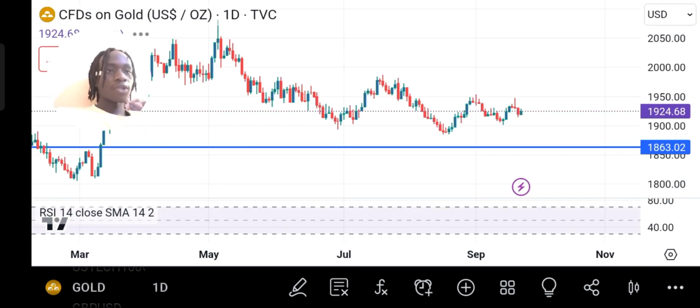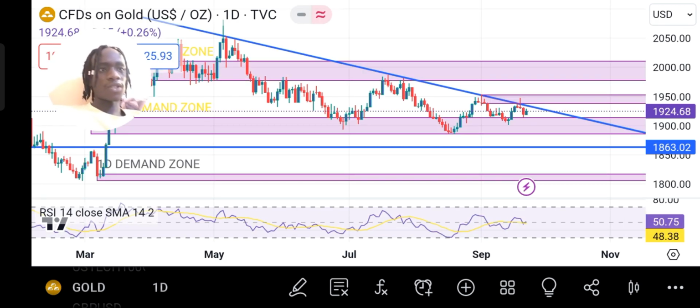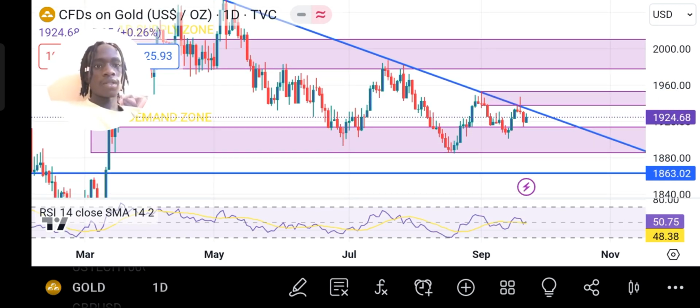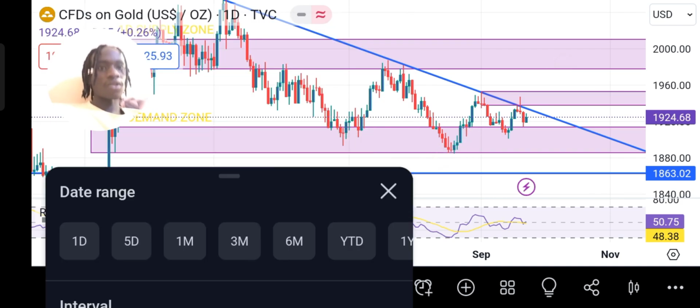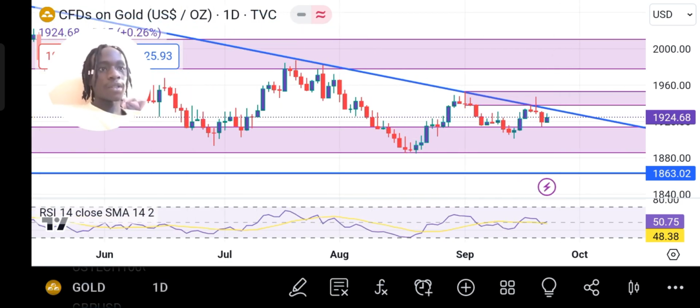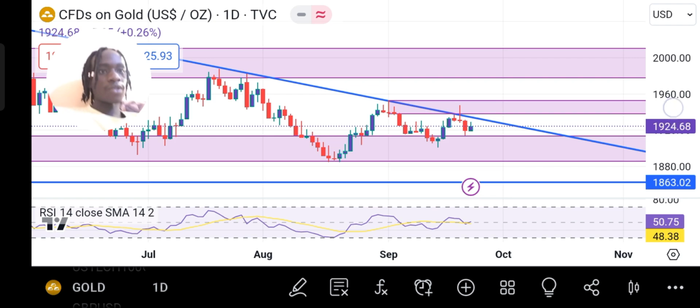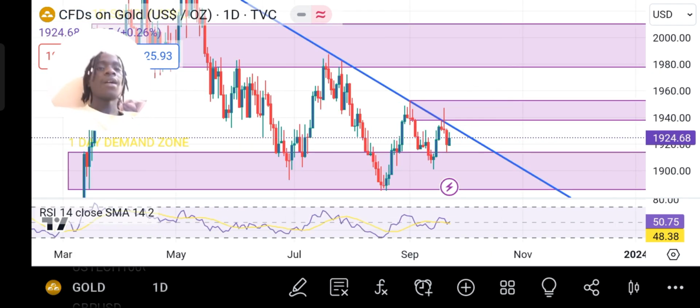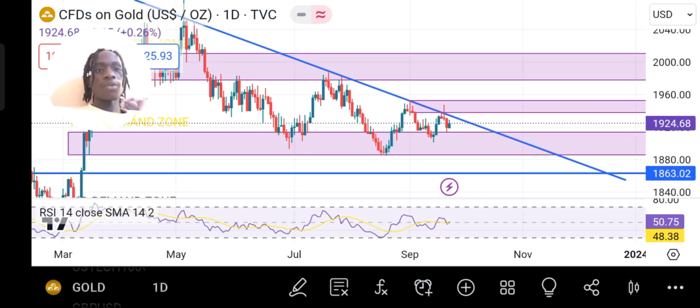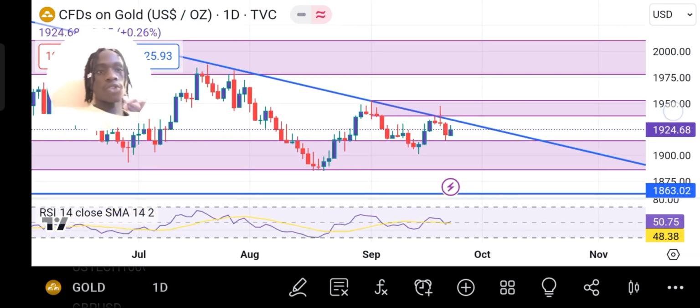Gold is going down. We also checked gold, I guess. This is my daily chart on gold. You see, this is how I combine supply and demand with price action and only one indicator. I only use the RSI. That is my best. I've been using that.